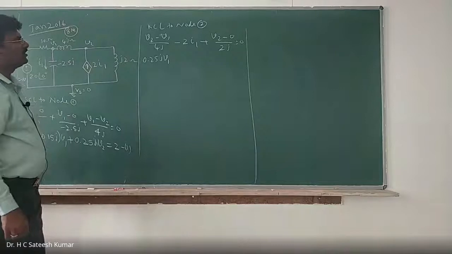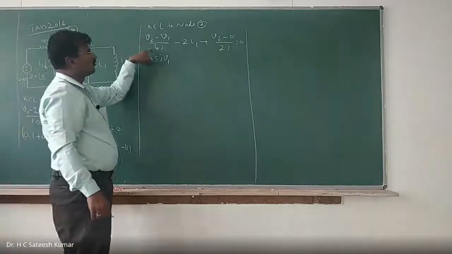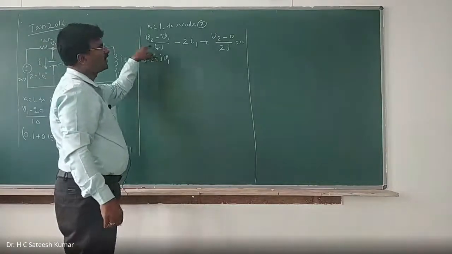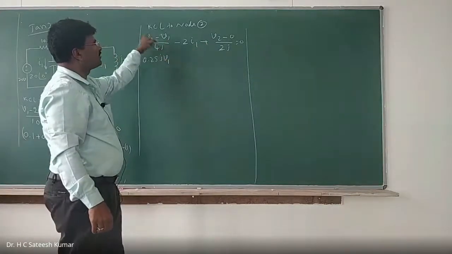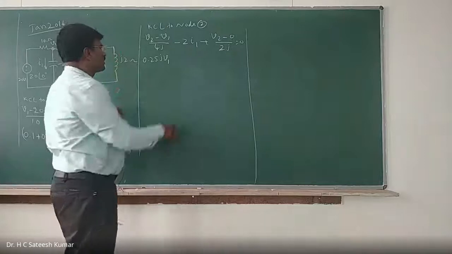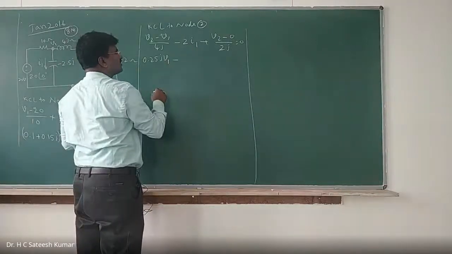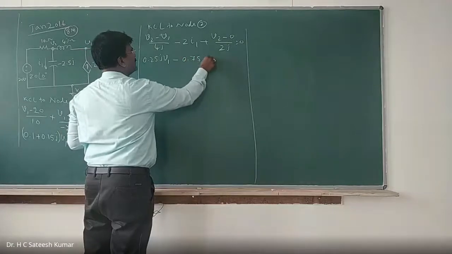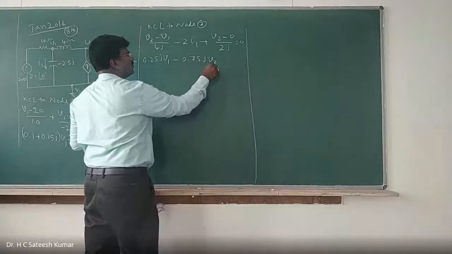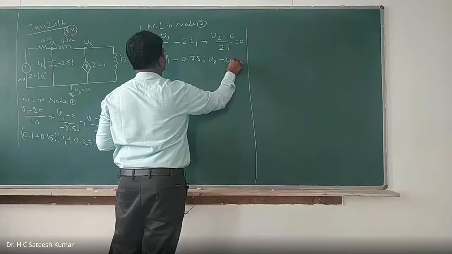What about V2? V2 is 1 by 4j plus 1 by 2j. 1 by 4 is 0.25, 1 by 2 is 0.5, so 0.75. When j goes to the numerator, minus j. Therefore minus 0.75j into V2 minus 2I1 is equal to 0.